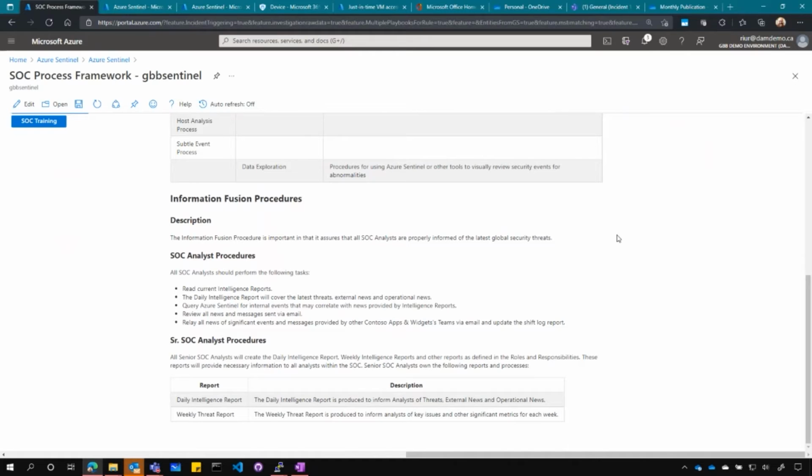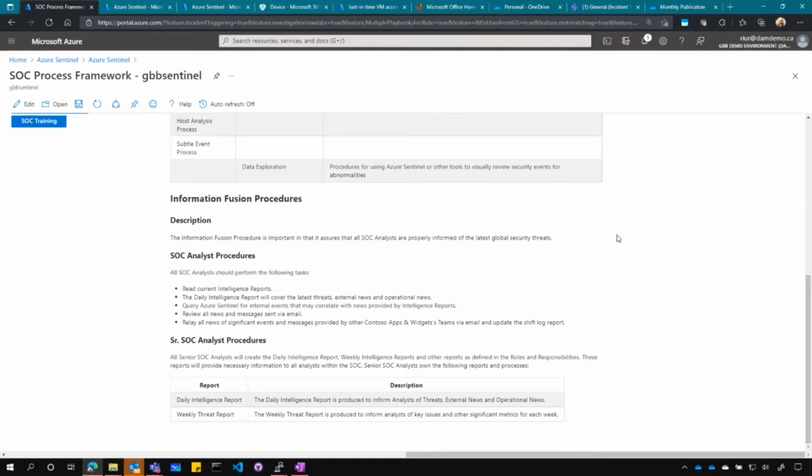Along with those reports, they're going to be reading current intelligence reports. They're going to be looking at daily intelligence that covers the latest threats, external news, operational news, and any type of information that comes into the business that fits into that arena. They may be querying Sentinel for additional events that may correlate with the news that they found. So they're doing some proactive hunting provided by those intelligence reports and bringing what they find back into Sentinel as an incident, and/or tying those pieces back as bookmarks into an under-investigation incident that may already be underway.